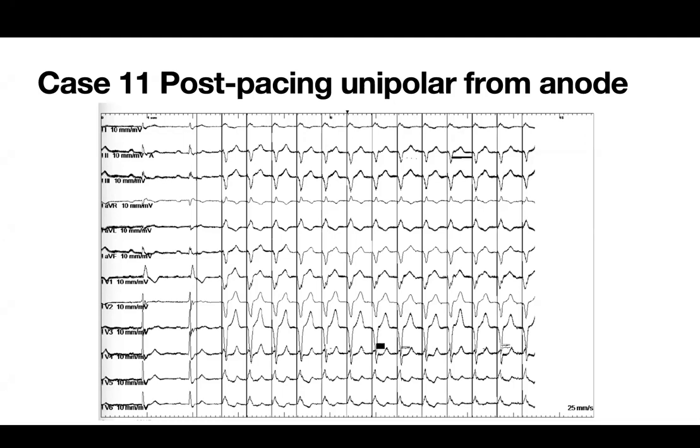Next. You also measure the VA, right? You can measure the VA interval from the tip to the ring. The ring should be longer than the tip because if you're hitting the left bundle, right? So that's the other way to look at it.